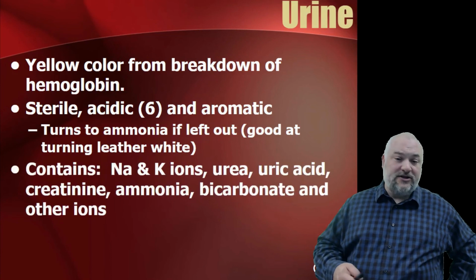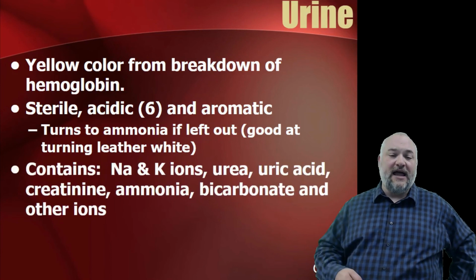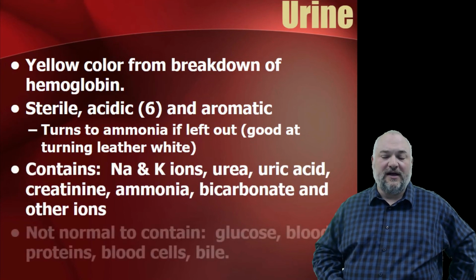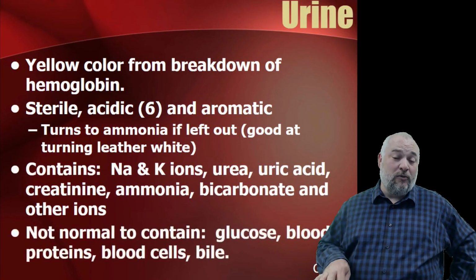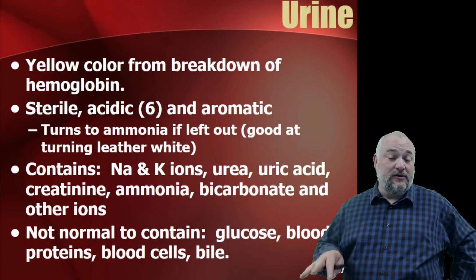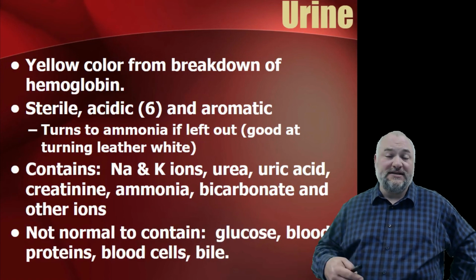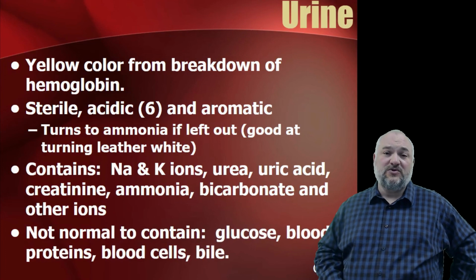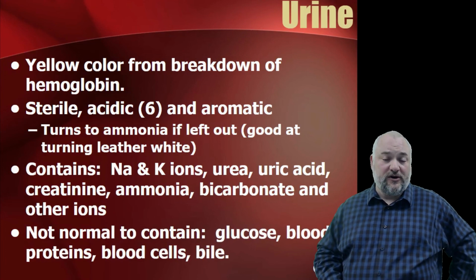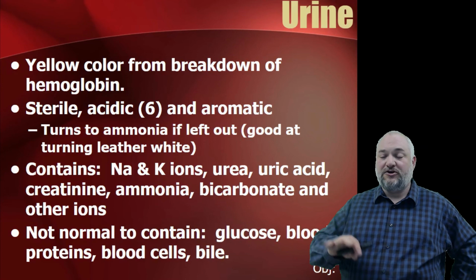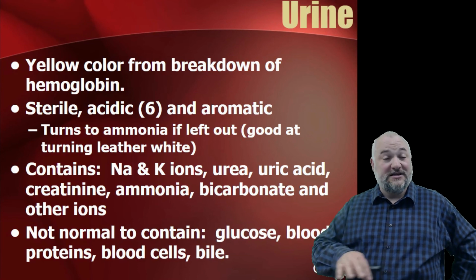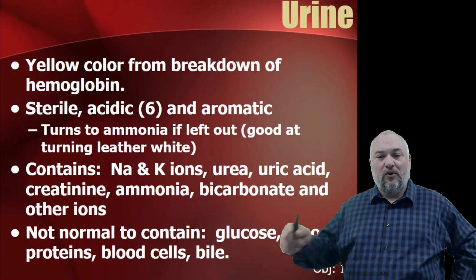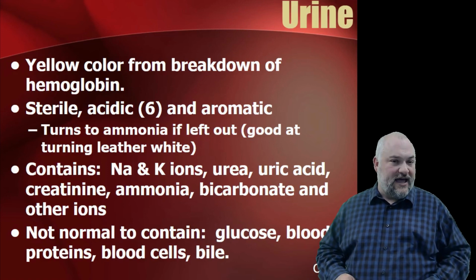Urine should contain sodium, potassium ions, urea, uric acid, creatinine, ammonia, bicarbonate, and other odds and ends of ions. It is not normal for it to contain glucose, blood proteins, blood cells, or bile. If it contains any of those, something else is going on. That's why it's one of the things they're checking for when they do a urine sample at the doctor. They're going to say, do you have what you're supposed to have, and are you missing what you're supposed to be missing? And if you've got something that you're not supposed to, that can point to a few different things that might be causing that.